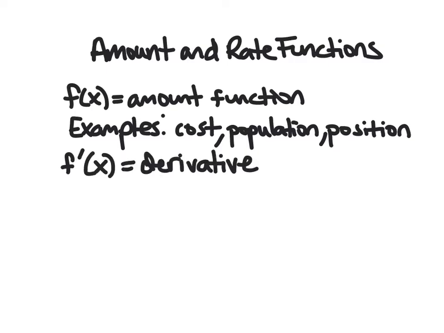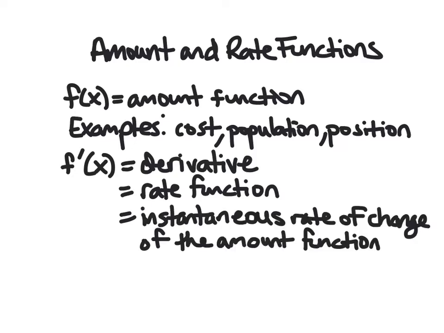And then we're going to have f prime. This is going to be our rate function. In calculus, we call this the derivative. So why is it called a rate function? Well, the derivative is actually the instantaneous rate of change of the amount function. What do we mean by instantaneous? This just means at that specific moment in time. In terms of position, you're talking about velocity at a certain second. Population, how is it growing at that exact second, not over a 10-year period or something like that.